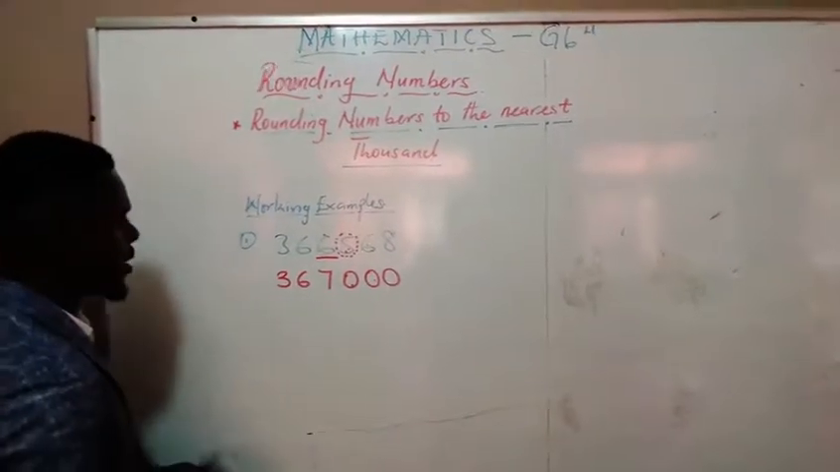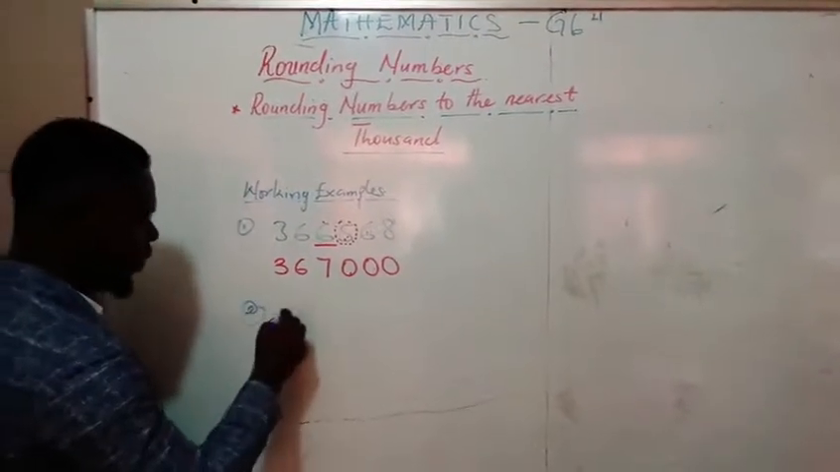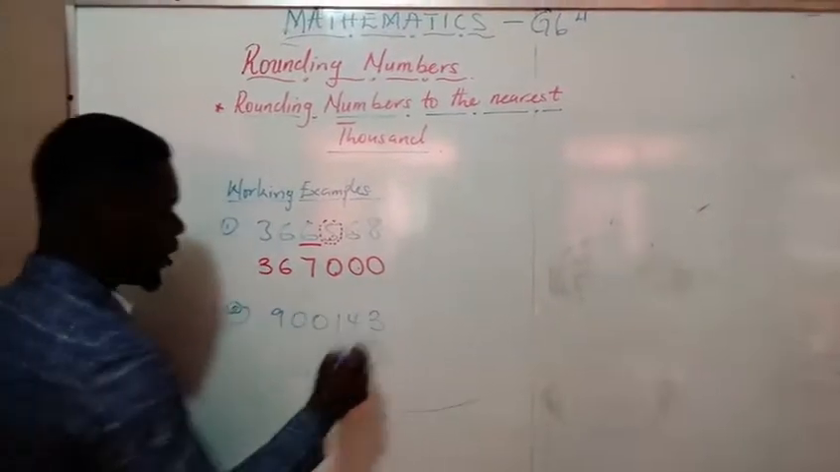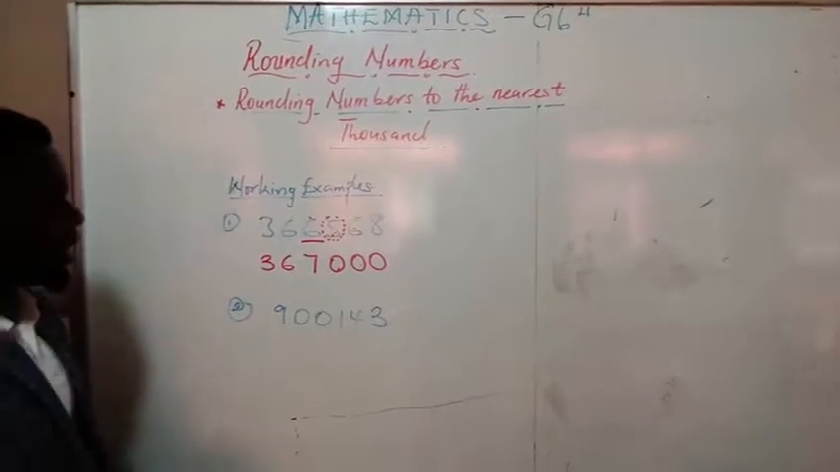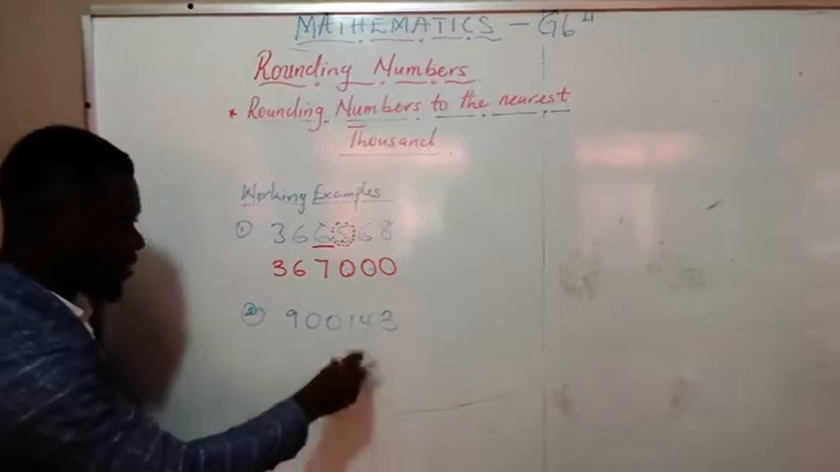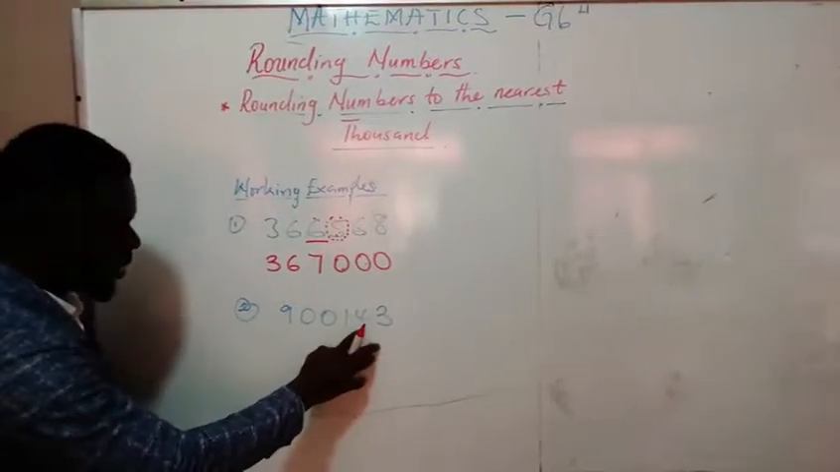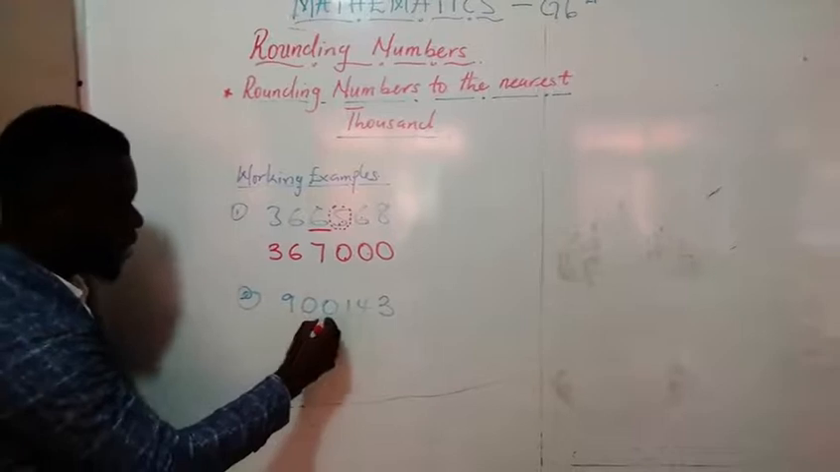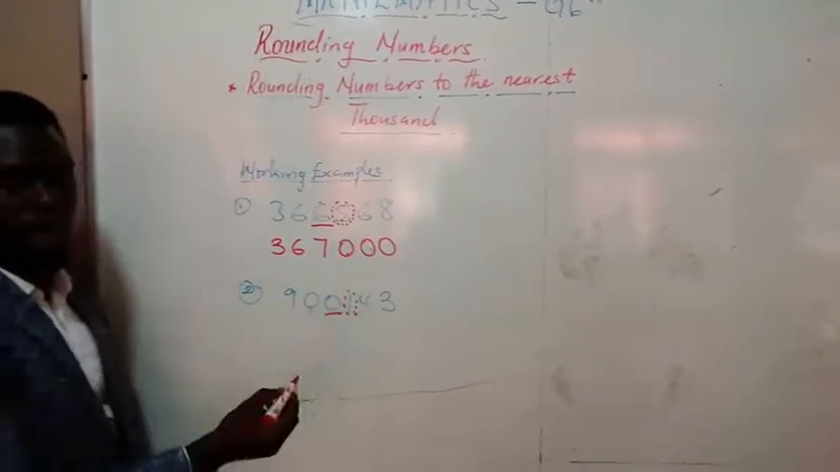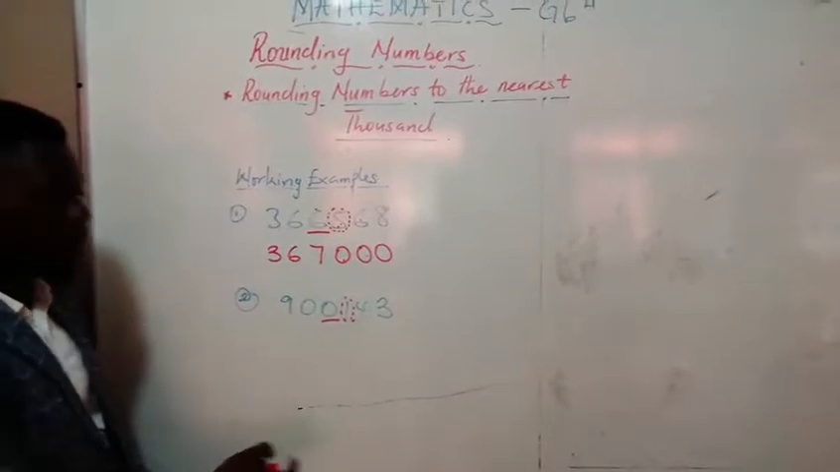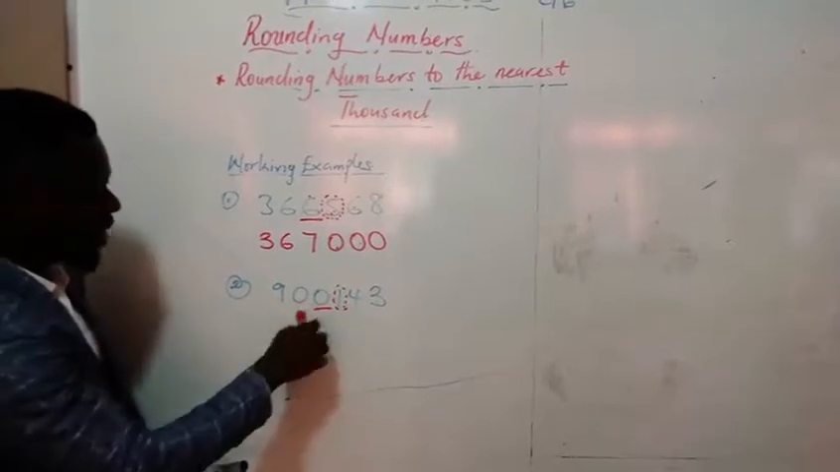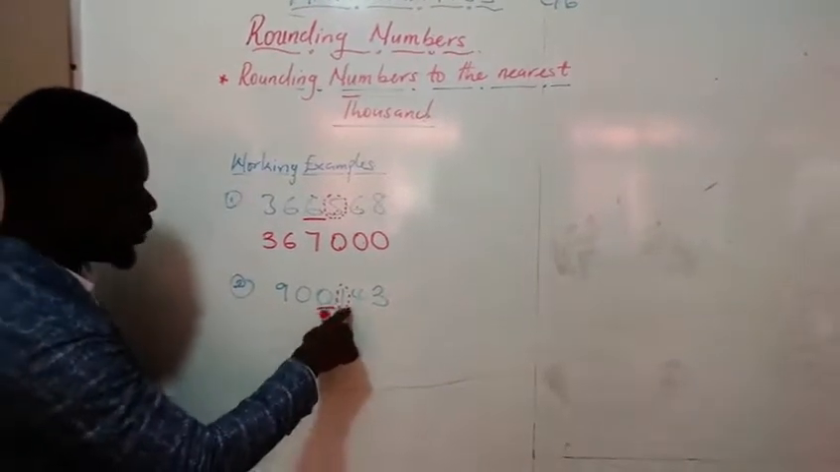Let's look at another example. Example 2. If we have 9, 0, 0, 1, 4, 3, and we have to round to the nearest 1,000, let's identify the 1,000 place quickly. We have ones, tens, 100, and 1,000. So this is our 1,000. Check the digit behind. The digit behind is what? It is 1. And we know if the digit behind is 1, what do we do? We don't add 1 to it, but rather we change the digit itself to 0.